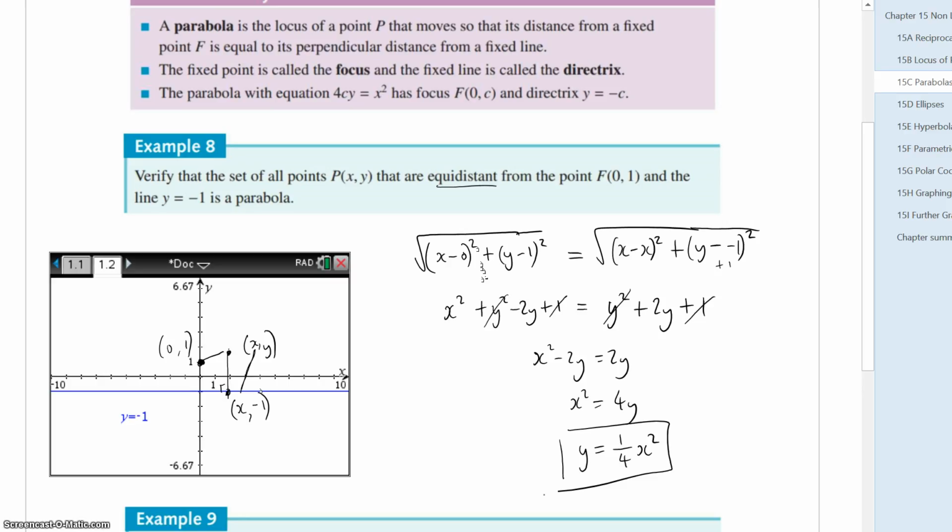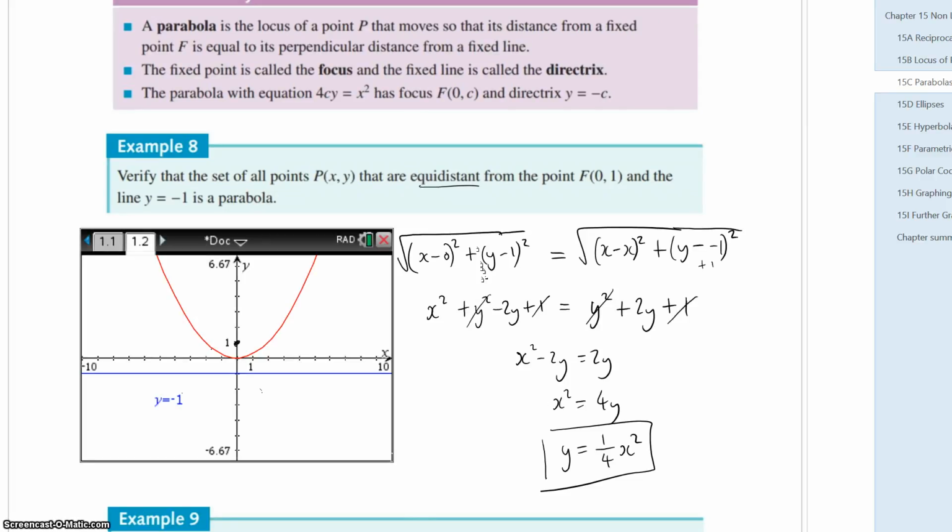Let me show you, if I actually sketch that, we'll see what it looks like. Oh, there we go, magic. So we've got this line here and this line here, and what we're saying is that this distance there is the same as that distance there, that distance there is the same as that distance there, and so on and so forth. So hopefully you can see how that kind of works.